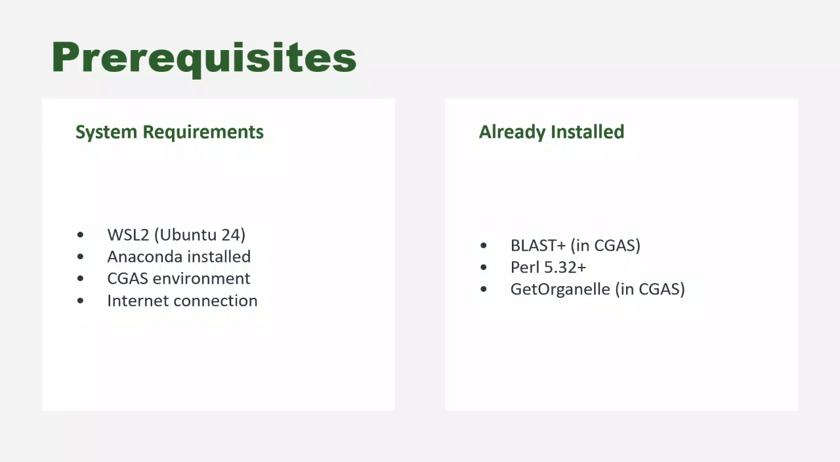The requirement is that you have installed Anaconda, you have also previously created the CGAS environment, and you have an internet connection. Already installed tools are included: BLAST+ in CGAS, and FEAR. You will either need to install it, or sometimes WSL installs it, or CGAS has many tools already installed, and FEAR and GetOrganelle are also included in CGAS.